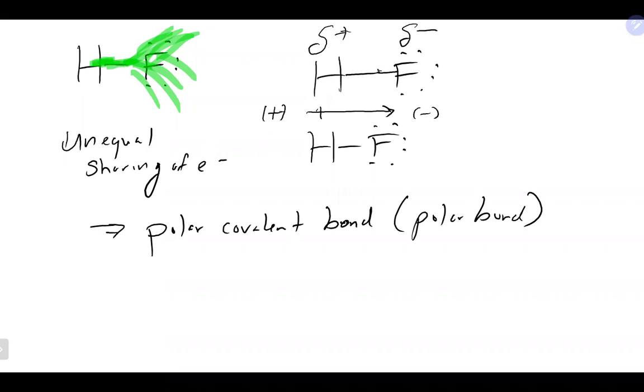So nonpolar bond, equal sharing of electrons. Polar bond, unequal sharing of electrons. The result, once again, of a polar bond is that we do get some charges developing here. One side is more negative, one side is more positive. Why is it only a partially negative charge and a partially positive charge? Why is it not a full negative charge and a full positive charge in this case?